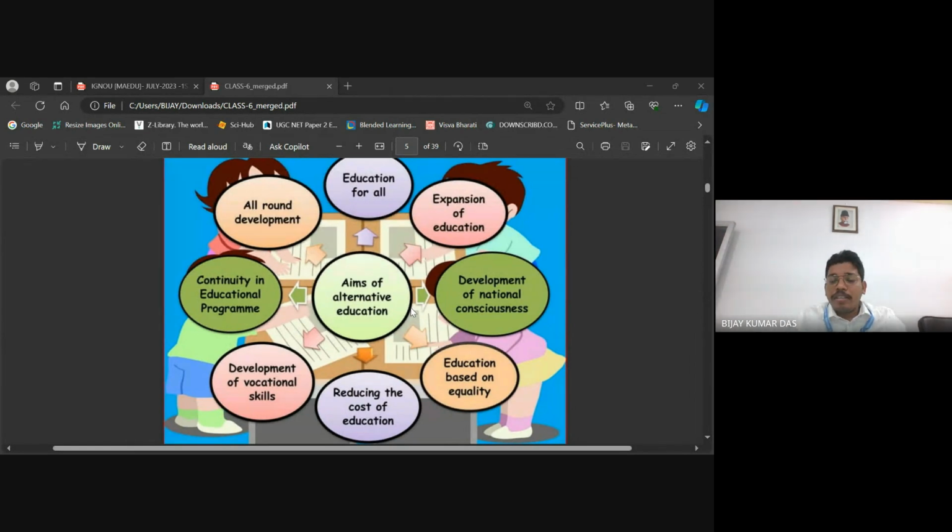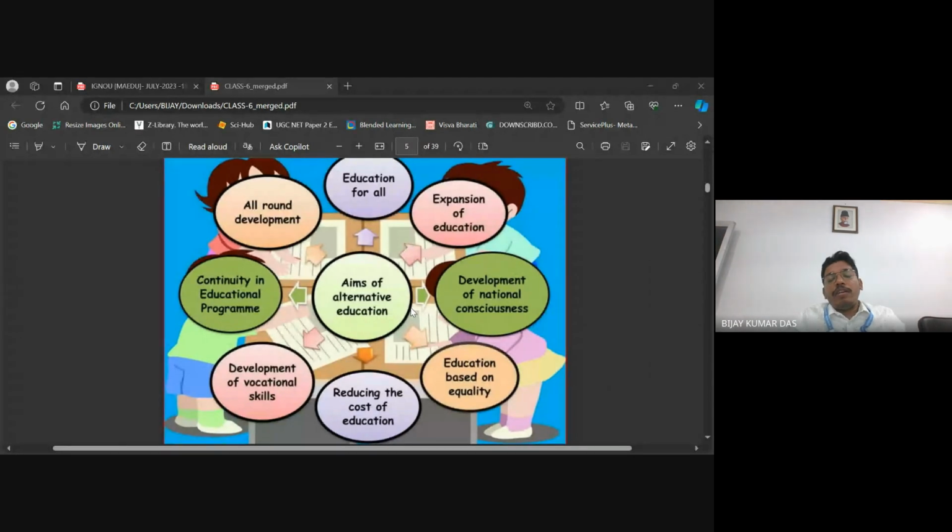Earlier very few people studied in class, but when we provide education in an alternative form, they are getting it easily. And the expansion of education is also being developed. We cannot regret here.